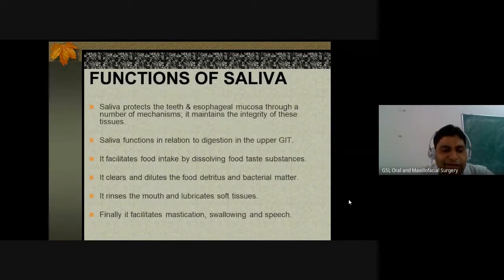The functions of saliva usually come as a 2 marks question, or a 4 marks question in the final year exam. So you just need to understand the basics of physiology. Saliva protects the teeth and esophageal mucosa through a number of mechanisms, maintains the integrity of tissues. It functions in regulation of the digestion of the upper GIT. Then it facilitates food intake, clears and dilutes the food debris and bacterial matter, rinses the mouth, lubricates, and aids swallowing.